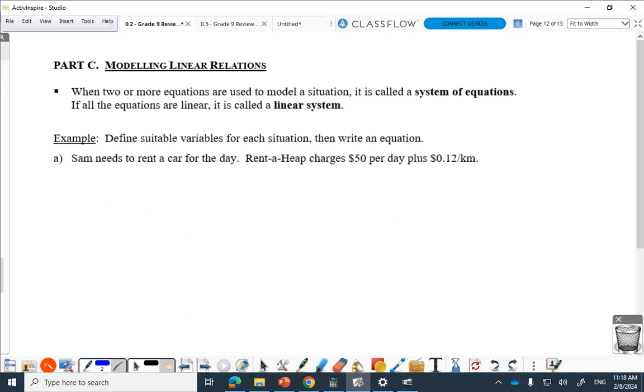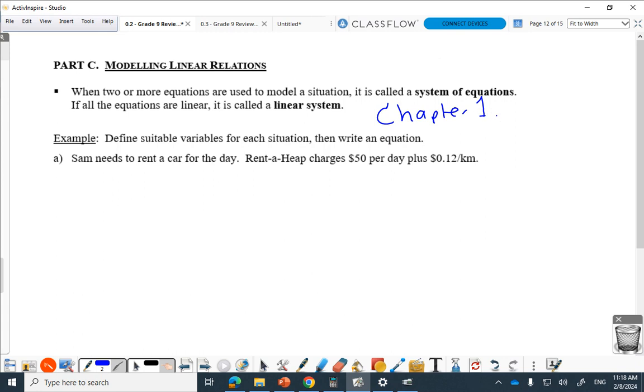Quite difficult. Some aren't. When 2 or more equations are used to model a situation, it's called a system of equations. If they're all linear, it's called a linear system, and I'm just going to label this. This is what we're going to do in Chapter 1. Coming up.